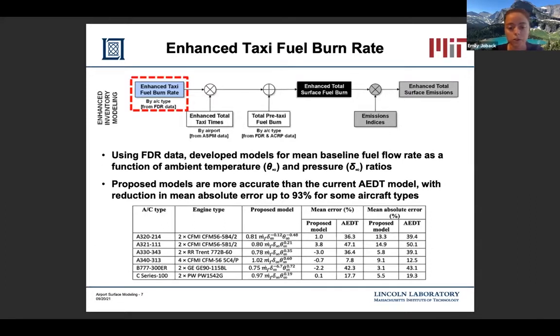Those proposed models are summarized in this table at the bottom of the chart, where each row of the table corresponds to a proposed model for an aircraft type. You'll see the 4 rightmost columns in this table summarize the error between our proposed models and the ADT model. And you see that for some aircraft types, the reduction in the mean absolute error is up to 93%, which is pretty significant.